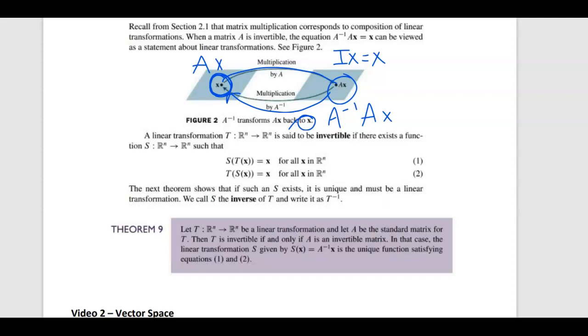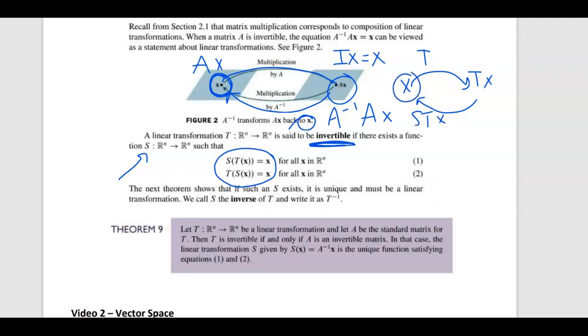Again, we're going to go Rn to Rn, okay? And we say that that linear transformation is invertible if there is another function S where this is true. So S, if you take T of x, and then you apply S here, you'll get back to x, then we're good, or vice versa is true. And it must be true that S is then the inverse of T.